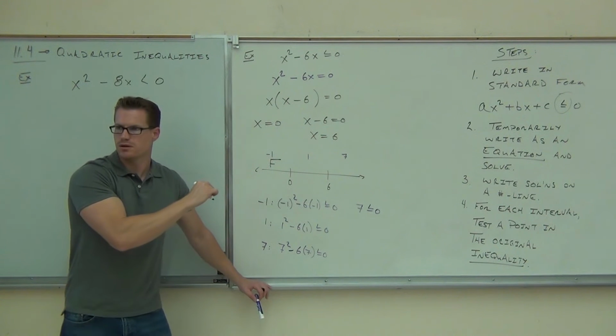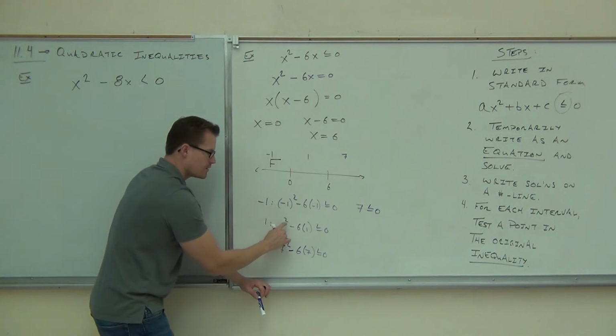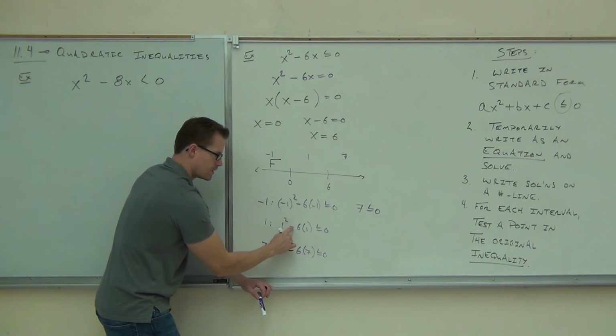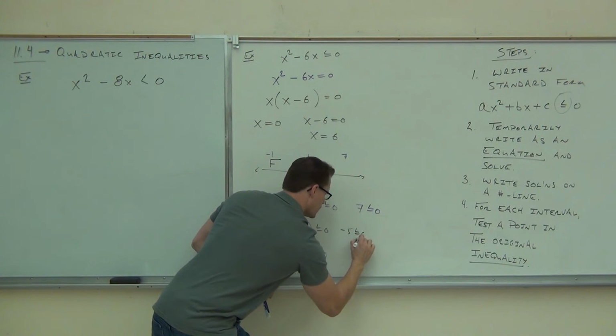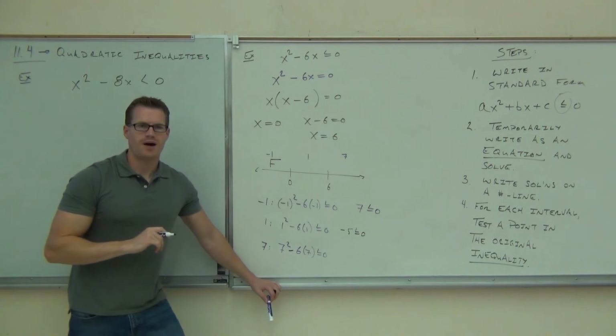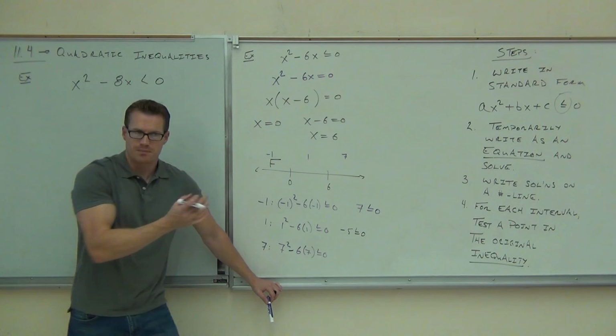Still following me? Okay, next interval, we're going to plug in 1. 1 says 1 squared, that's 1, minus 6, that's -5, is less than or equal to 0. Is -5 less than or equal to 0? Yes. Absolutely, it's less than 0. That makes it true.